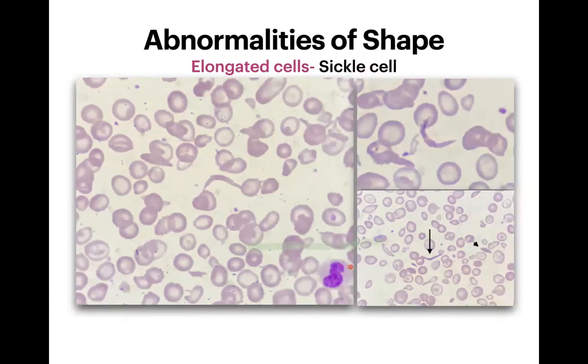So these are the shapes of various types of sickle cells. This one is a sickle shaped cell. This one is a crescent shaped cell. See, the central pallor is missing. The ends are pointed in these, and the shape is there. So these are called sickle cells.